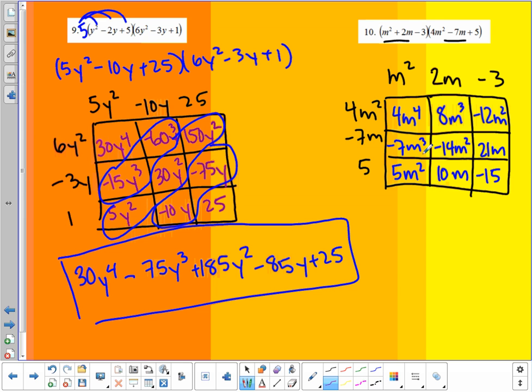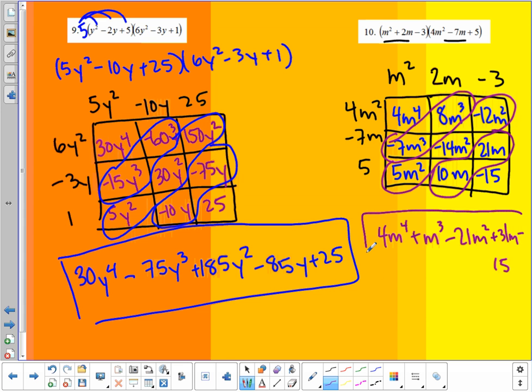Find your like terms. Here's my powers of 3. Here's my powers of 2, and again I have 3 of them. And here's my powers of 1. So put those together. I have 4m to the fourth. Then negative 7 and 8 is 1, so just plus m to the third. 5 minus 14 minus 12 is negative 21m squared, plus 31m, and I ran out of room, sorry, so minus that 15 at the end. There's my product.